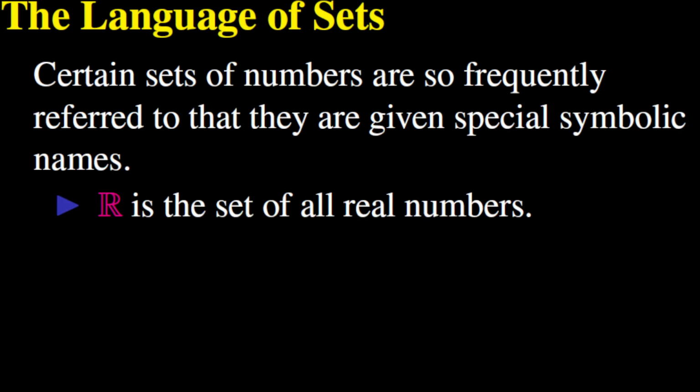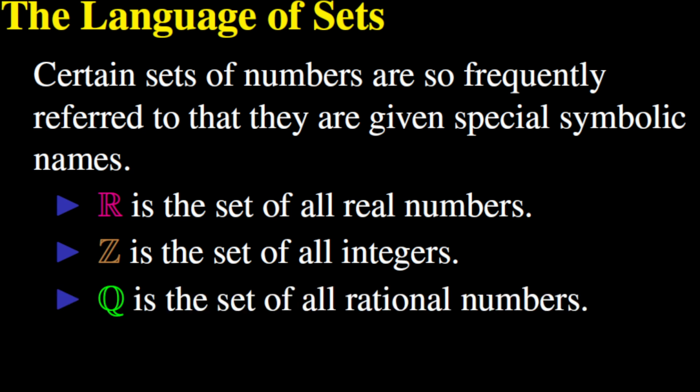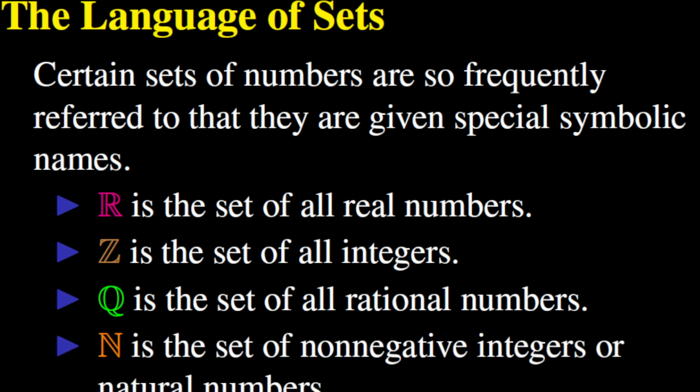Let us talk about some classical sets of numbers that we have or will encounter in other fields of mathematics. These sets of numbers are so frequently used that they are given special symbolic names. R denotes the set of all real numbers. Z is the set of all integers. Q is the set of all rational numbers. N is the set of non-negative integers or natural numbers.